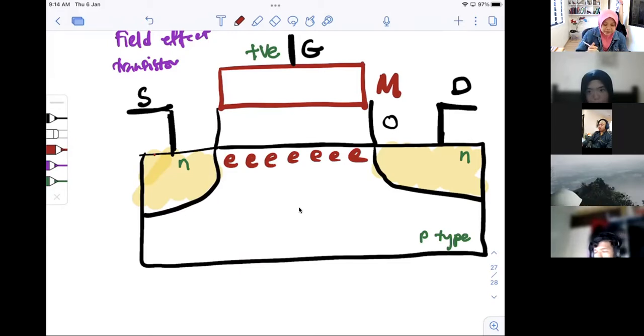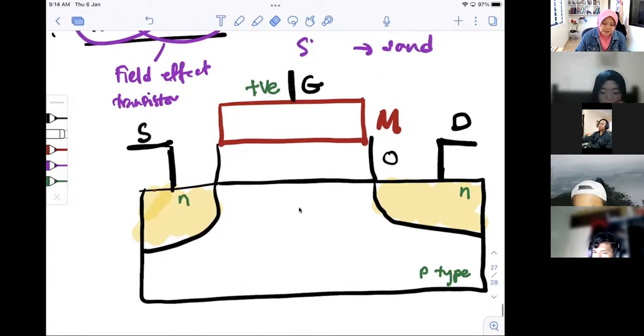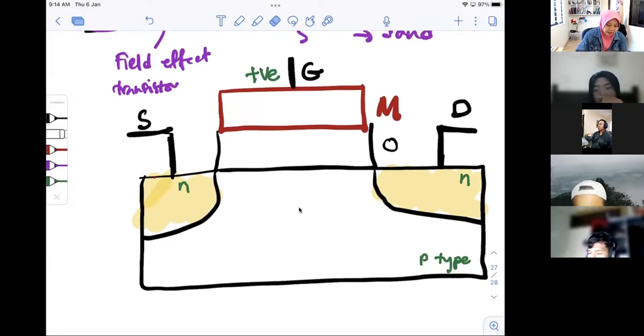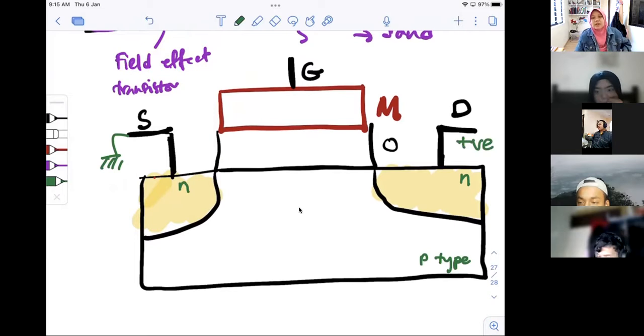Before we talk about this, let's go back a little. If this is a MOSFET, will there be current flowing here if I don't apply any voltage at the gate? I ground the source and I apply a positive voltage at the drain. Will there be current flowing in my MOSFET in this situation?